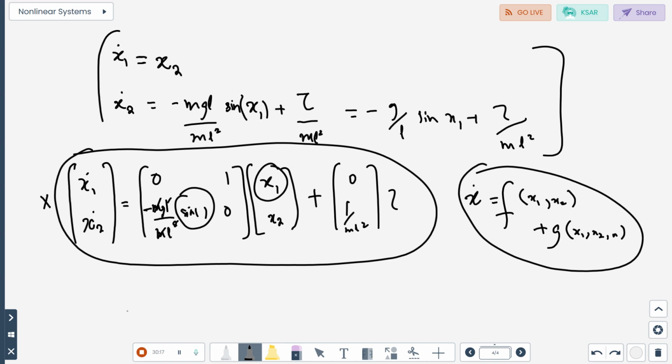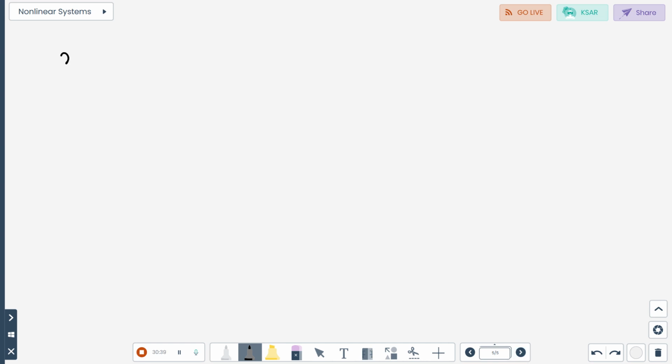Here we'll try to find out the equilibrium points of the system. Equilibrium points, as I said to you in the last session, are a set of points where x dot becomes equal to 0. That means without any external disturbance, the system will tend to remain in this state forever at this very particular point, if there is actually no external disturbance.